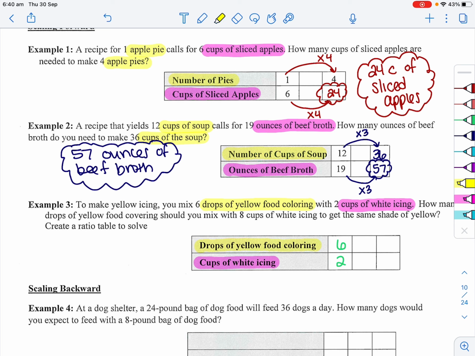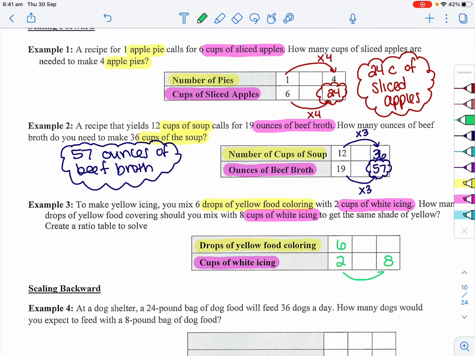How many drops of food coloring should you mix with 8 cups of white icing? So I'm using my bottom value here to get the same shade of yellow. So this is actually going to be the 8 on the bottom instead of the top this time. And again, making sure I'm putting it in the correct part of my table. So now I'm working on the bottom.